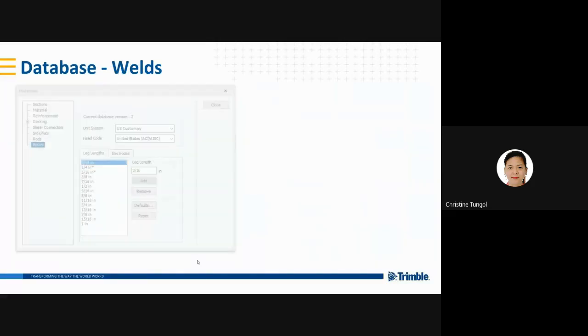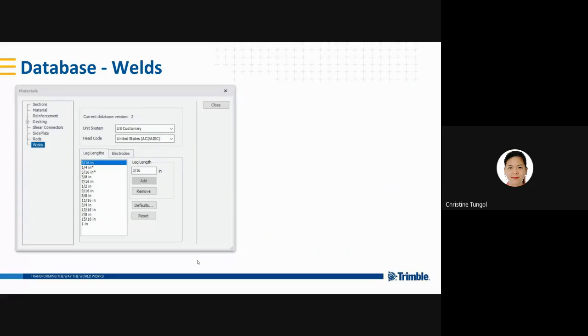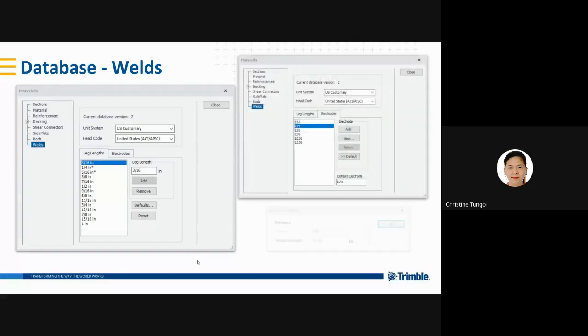A weld database has also been added where users can add new leg length, remove leg length, set and view default. For the US weld database, electrodes are also included, where users can add new, view, delete existing, set and view default.